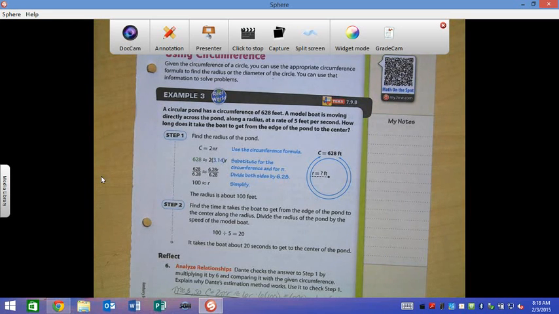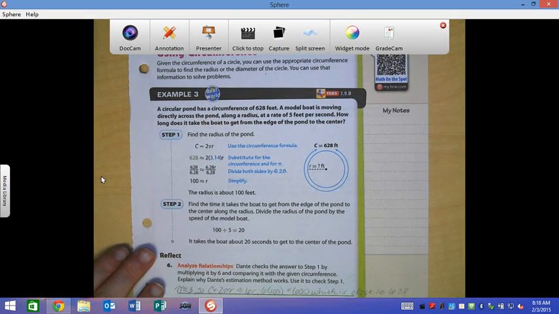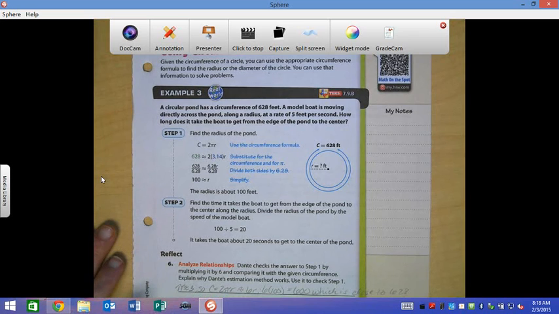So we can use the appropriate circumference formula to find the radius or diameter of a circle. We can use that information to solve all kinds of real-world problems, a lot of things dealing with tablecloths and party renting and landscaping, to all kinds of stuff. Anything that uses circles is going to use circumference.